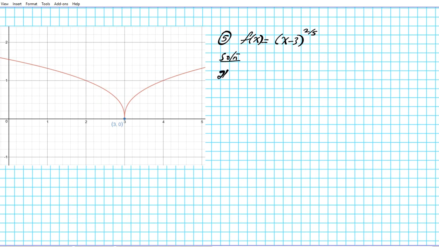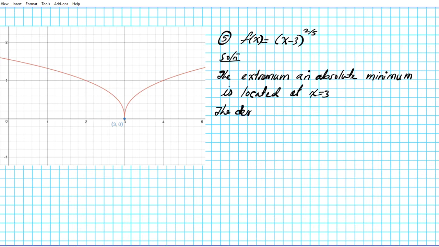Okay, so let's go ahead and write it down. The extremum, an absolute minimum, is located at what? Is located at x equals 3. Okay, so the task, we're to find the derivative at the extremum. The derivative at the extremum is what? Is f prime of 3.